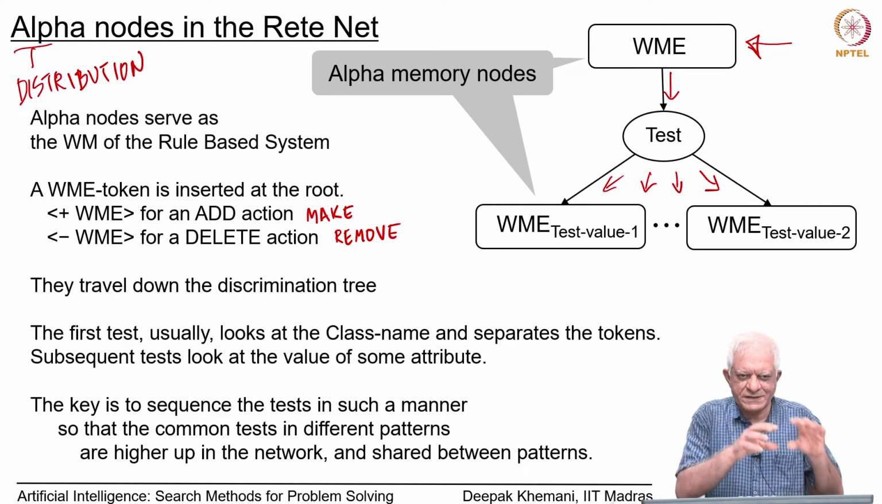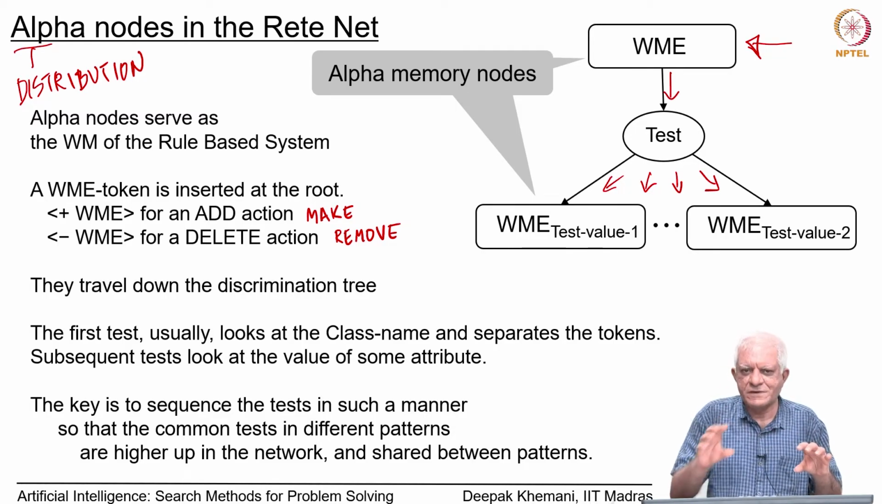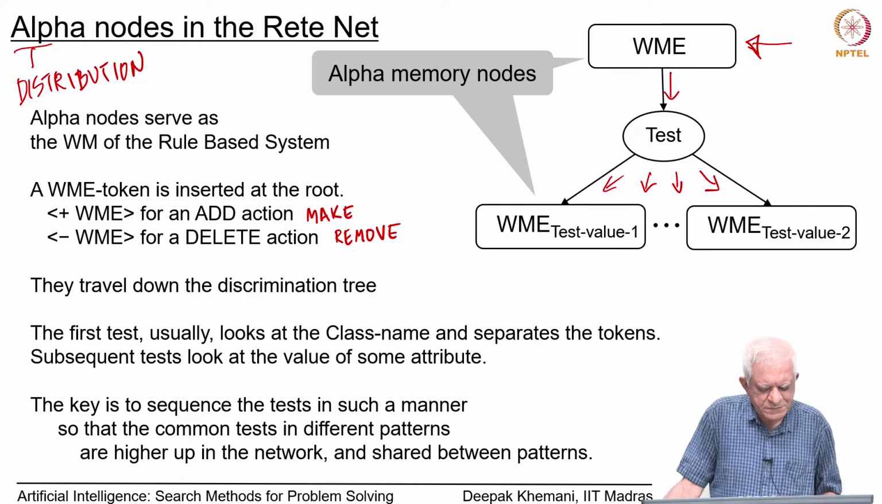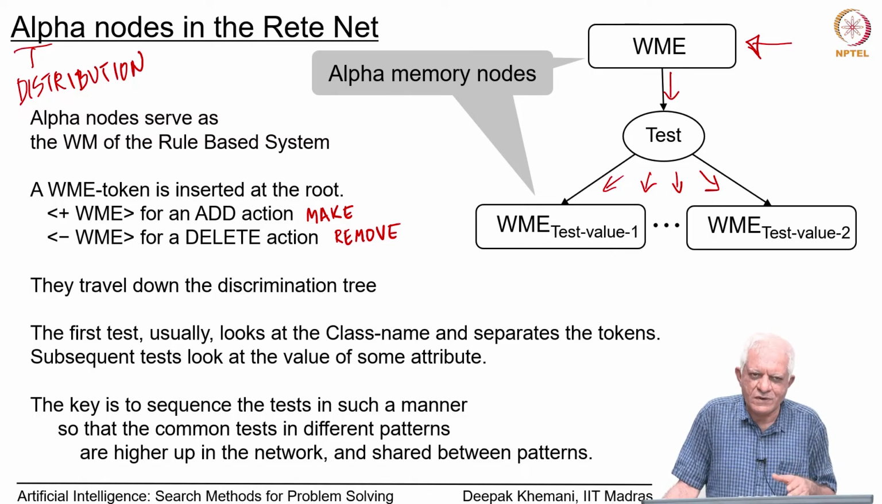So, if the same test is being done in this one branch here, one branch here and one branch there, you can move the test up in the hierarchy, so that it is done only once. So, that is going to be a goal in building an efficient Rete network.